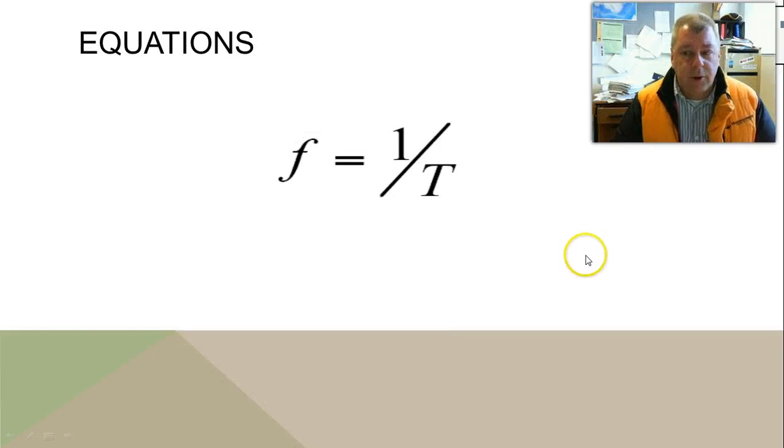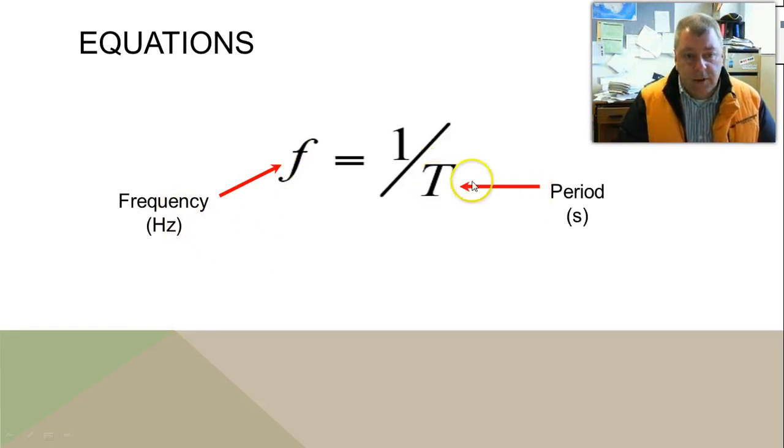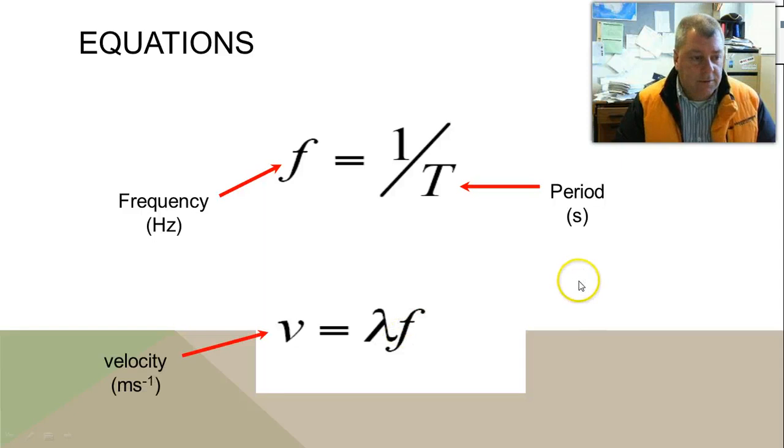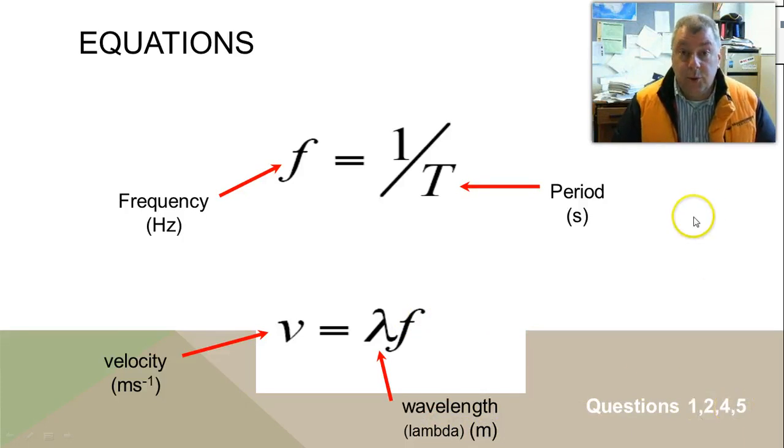Now there's a couple of equations we need to know that are on our formula sheet. We've got f, where f is the frequency in hertz, equals 1 divided by the period, capital T, in seconds. And v equals, what's that one? Wavelength, lambda, and f, frequency. So velocity equals the wavelength, lambda in meters, times frequency. So now you should be able to do the first lot of questions in your workbook.